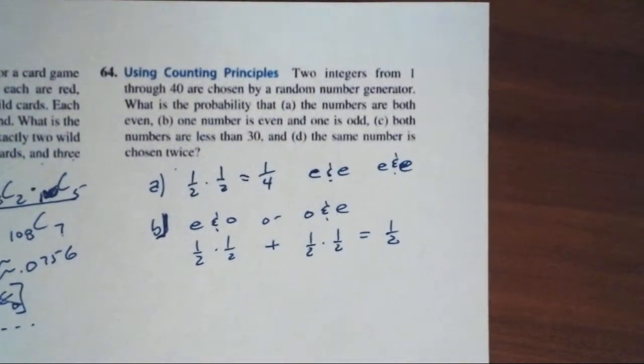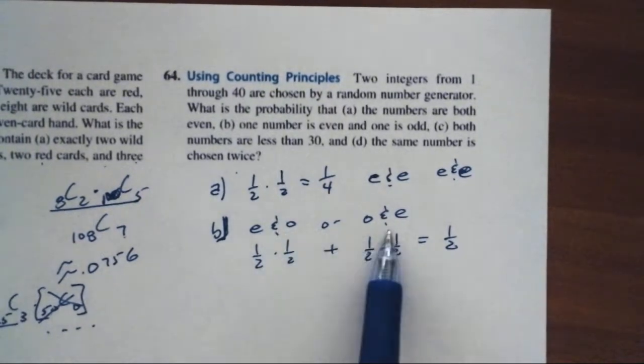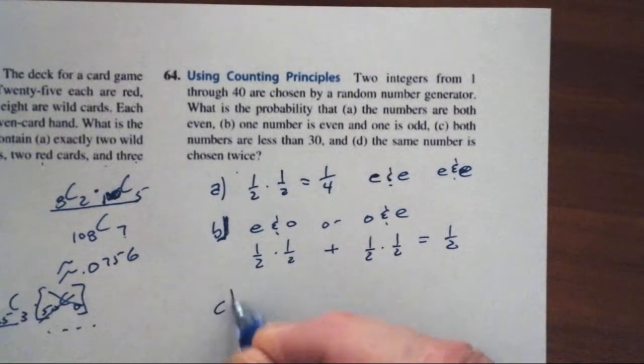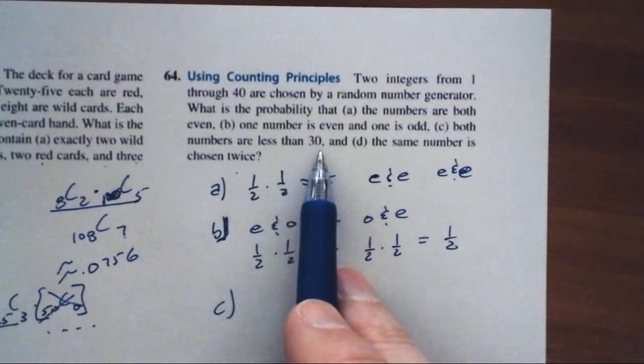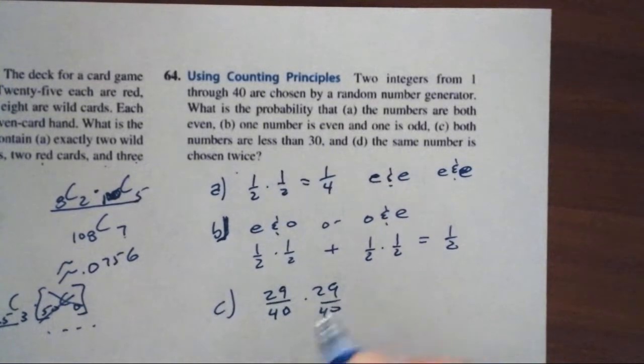It's kind of like if you had children, the probability of two boys would be 1/2 times 1/2. Boy and a girl, if we just did 1/2 times 1/2, we'd get 1/4. And boy would be 1/4, and girl would be 1/4, and that only adds up to 3/4. That's because there's two different ways we could have a boy and a girl. Boy and girl, or girl and boy. And C, both numbers are less than 30, so that would be 29 on 40 times 29 on 40.